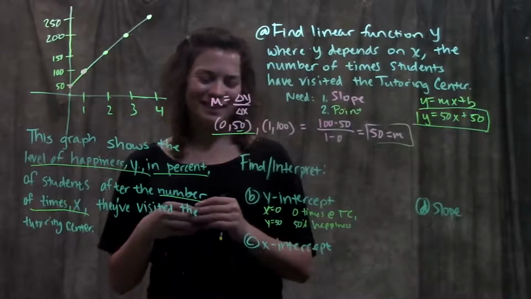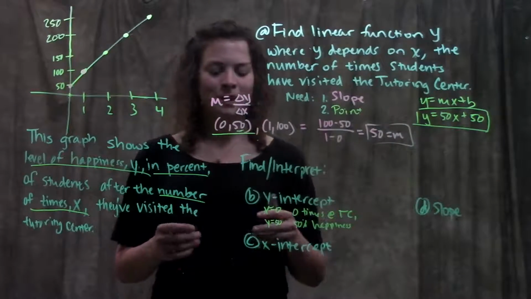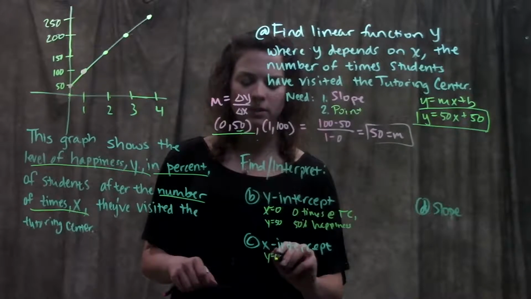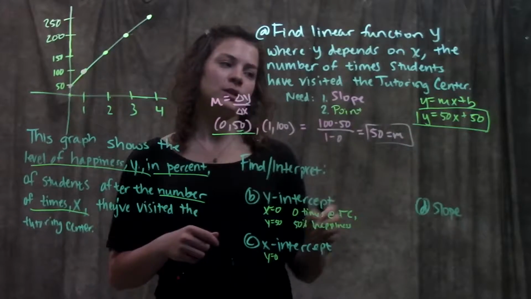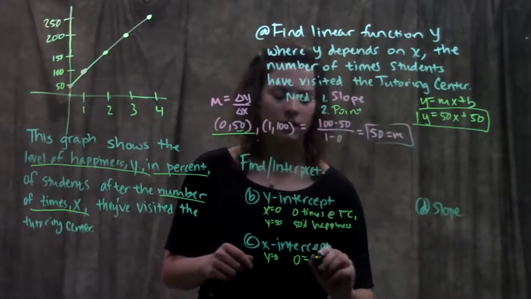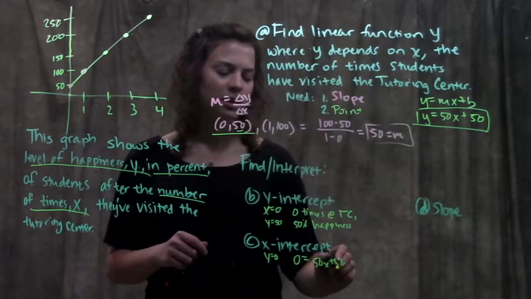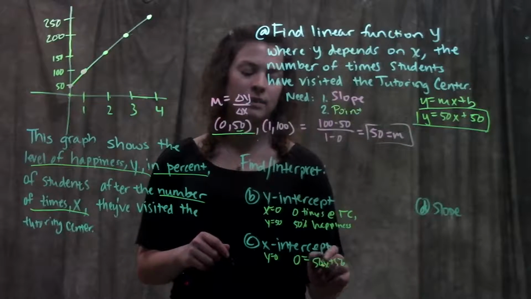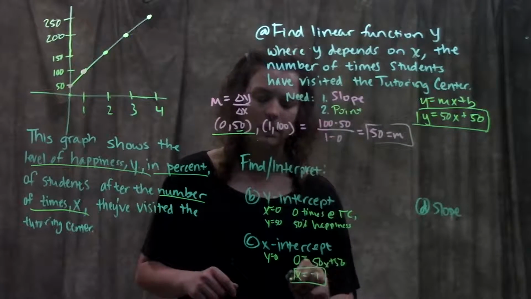All right, part C is finding and interpreting the x-intercept. So similar thing, x-intercept is wherever y equals 0. For this one, I'm going to go back to my equation and plug in 0 for y. When I do that, I'll get 0 is equal to 50x plus 50. When you solve for x, you subtract 50 over to the other side, divide by 50, and you'll get that x is equal to negative 1.